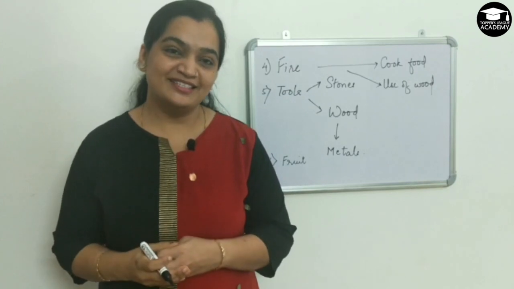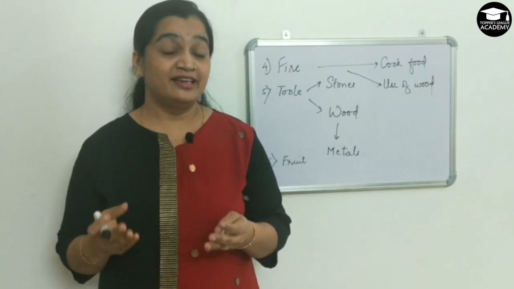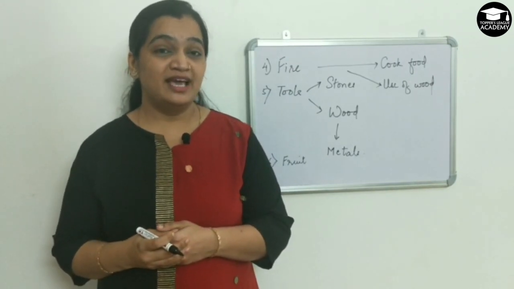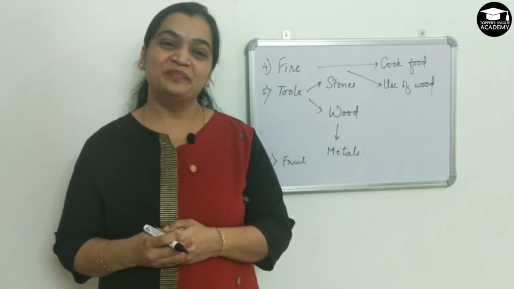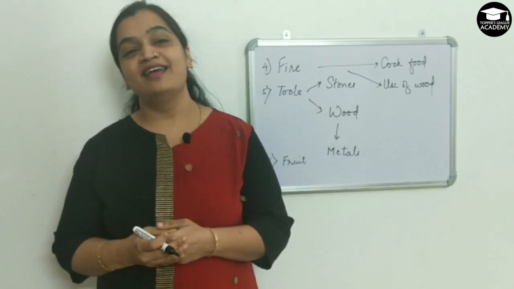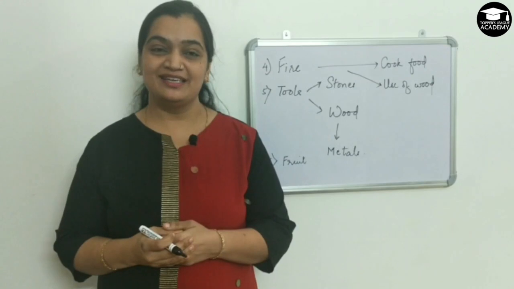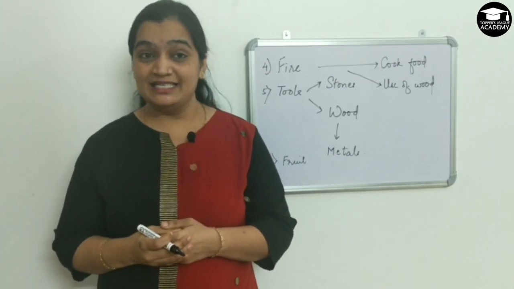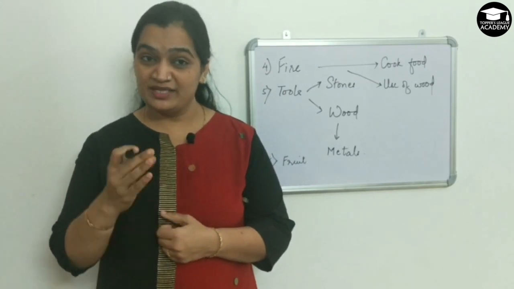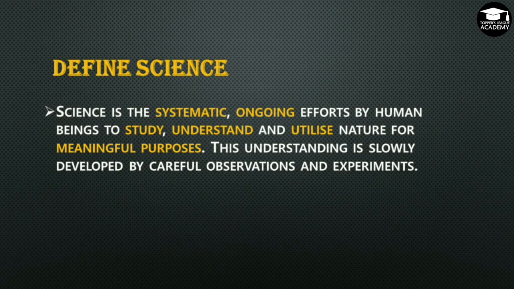So isn't it fascinating? The advanced agricultural techniques that we use today have evolved over careful observation and trying more experiments in life. So let's understand the definition of science once again. Please take down the definition in your notebook.